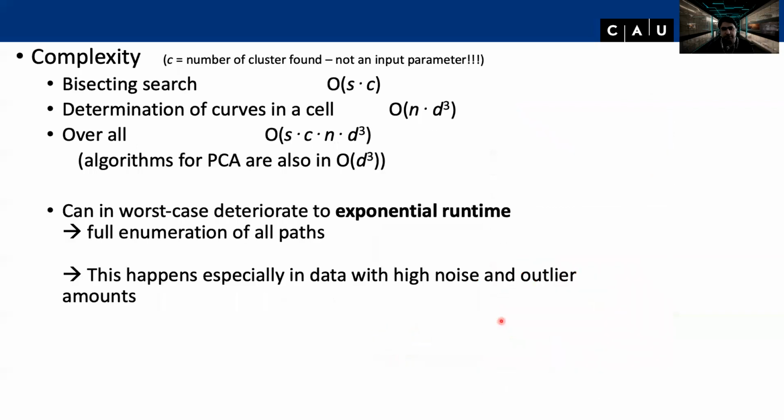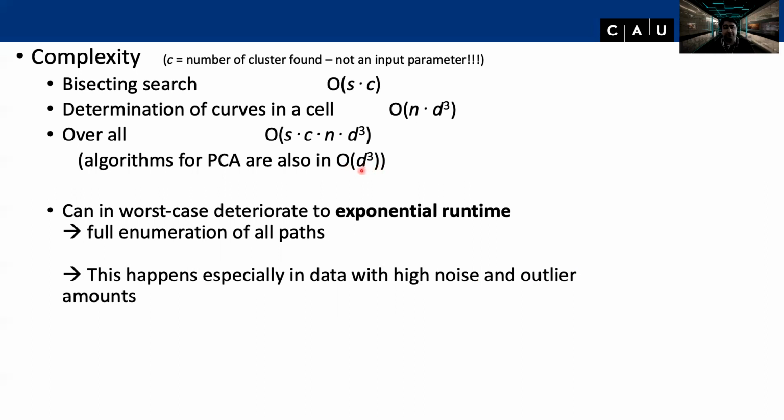So back to this. And the complexity: the bisecting search is the number of bisections S times the number of clusters C that are found. This is not an input parameter. The determination of curves in a cell is the number of samples times the dimensionality cubed. So the overall runtime complexity is S times C times N times D cubed. And as a comparison, algorithms for PCA, unless we are using something like power iteration, also have a complexity of about D cubed. So they do not differ.